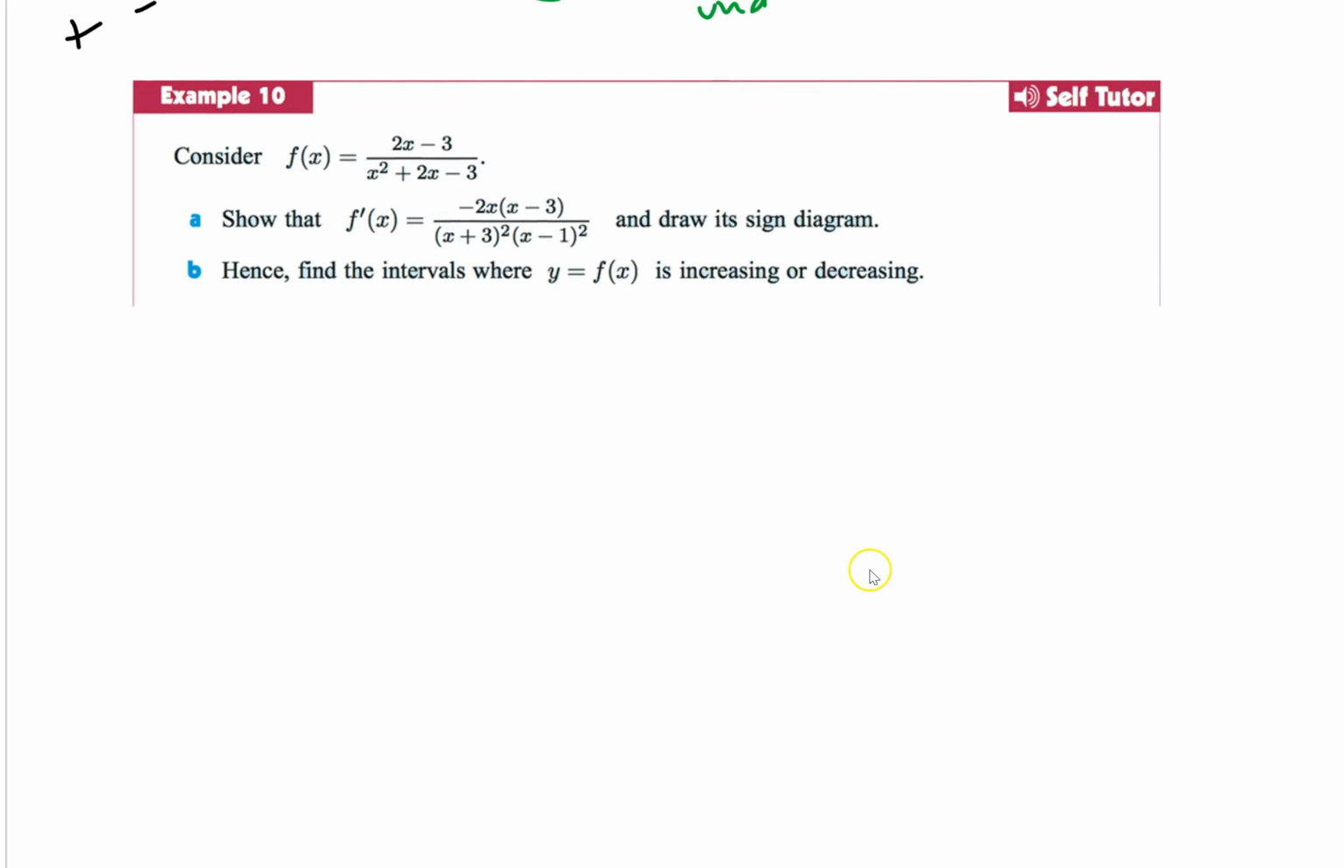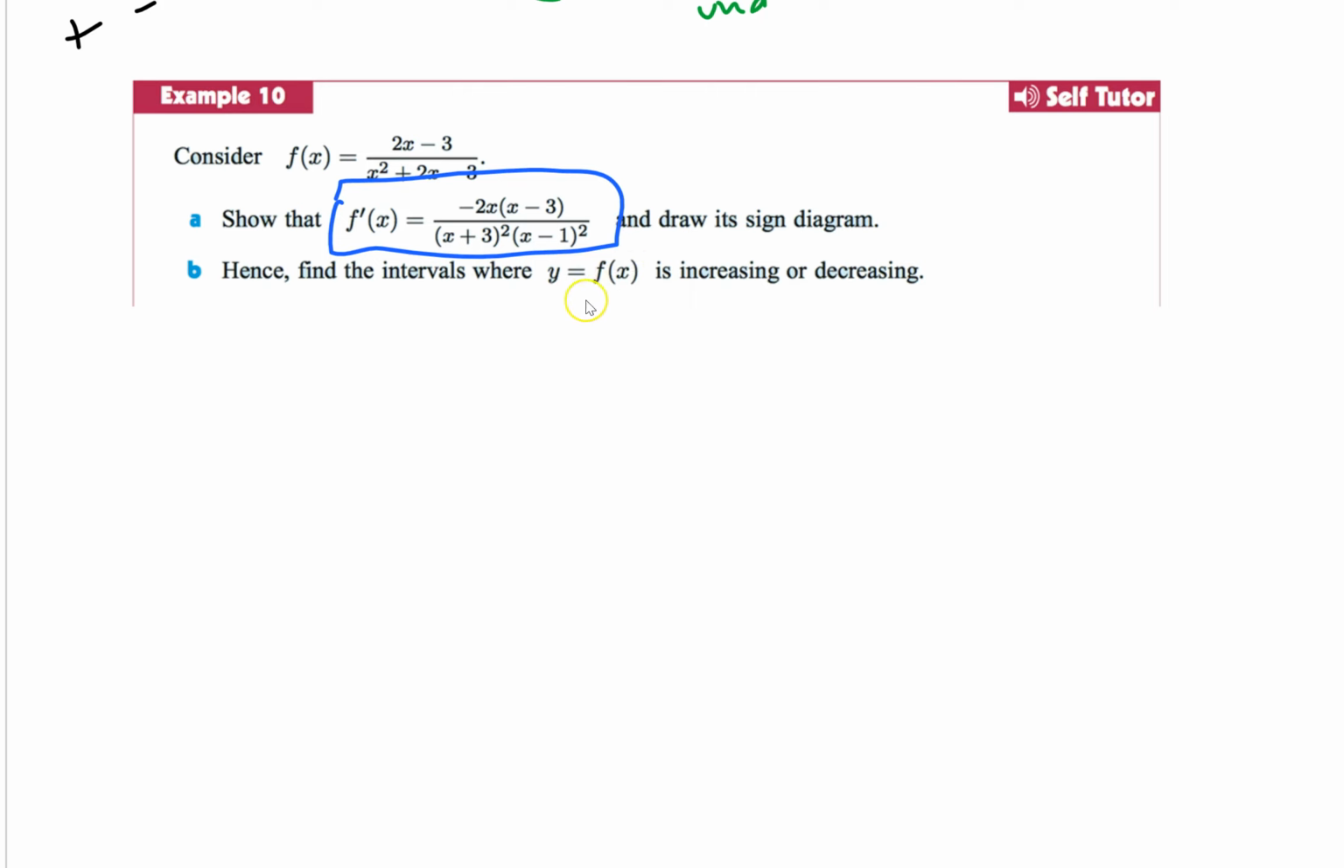Okay, let's talk about this. Look at this fancy, ugly thing, right? How do we find the sign chart for increase and decrease on this monstrosity? Well, first step is a review. Show that using quotient rule that your derivative equals this, and draw a sign diagram. IB does this because in case you don't know how to take the quotient rule, you can still do the second part. We're actually going to skip the show-that part, because of time, and find a sign diagram.